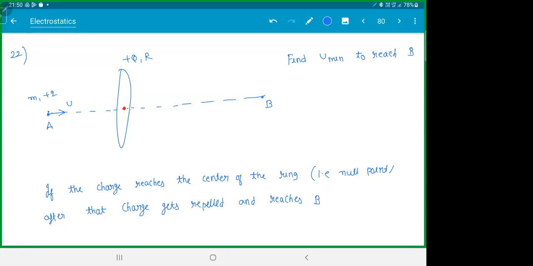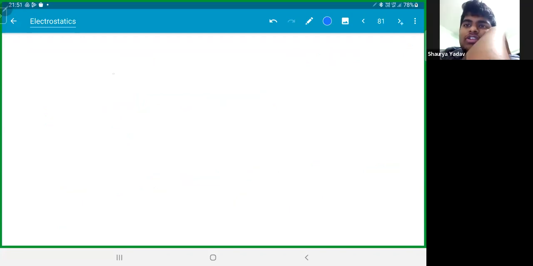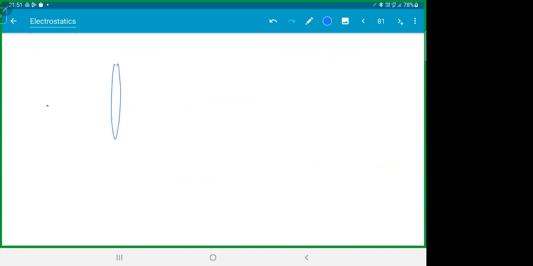Are you getting this? So now tell me again, who is your state 1 and who is your state 2? State 1 is A, state 2 is the center. So this is your state 1, point A, and state 2 is your center. So speed u.